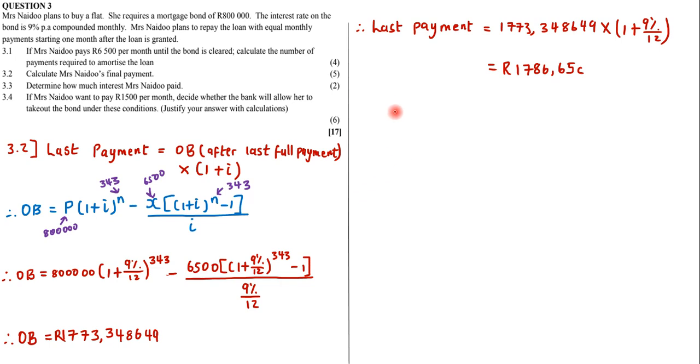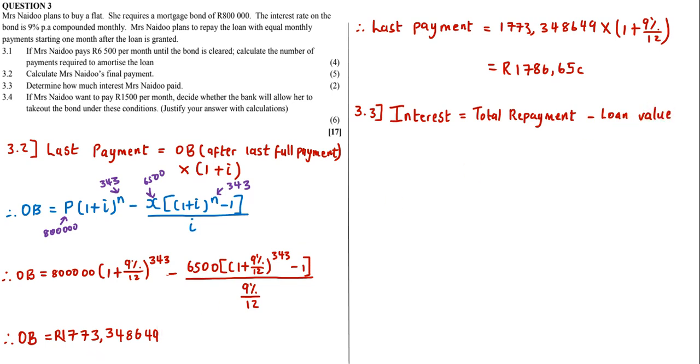All right, so now let's go into 3.3. Question 3.3 says determine how much interest Mrs. Naidu paid. When we talk about interest, it is very important to understand how you calculate it, because when Mrs. Naidu was paying back her loan, there was an agreement that she was going to pay it with interest. To understand how much interest she has paid, all we have to do is add all the total repayments that Mrs. Naidu has made, and then subtract the loan value.